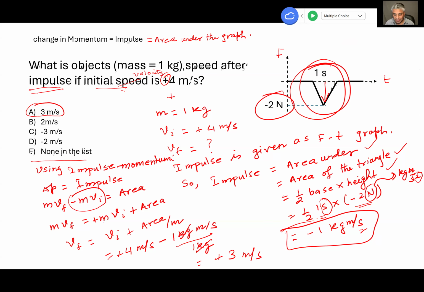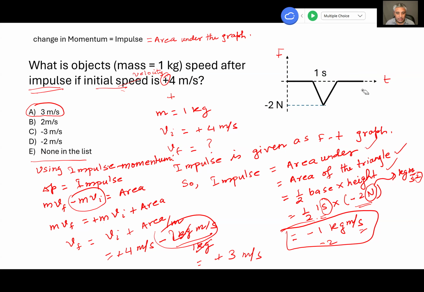Or did I make some mistake here? Did you notice any mistake here? A lot of you made a mistake. So what happened here? One obvious thing that might have happened is you just multiplied force and time. So 2 times 1 is negative 2, right? So you used that negative 2 here, and that gives you just 2, not 4. Sorry, 3. So what went wrong? Rather than finding the area under the graph, you simply multiplied force and time.